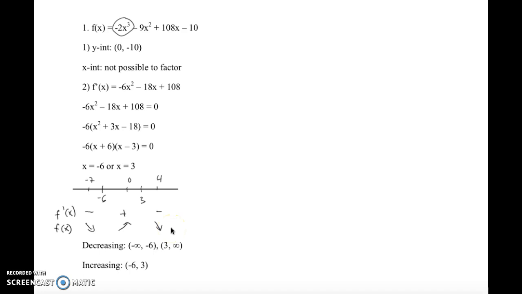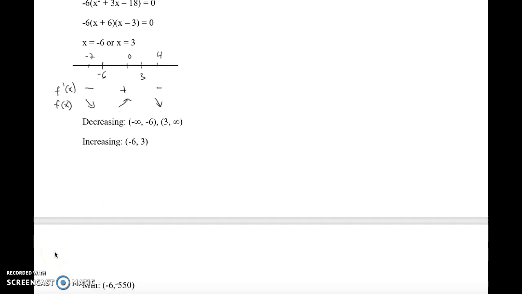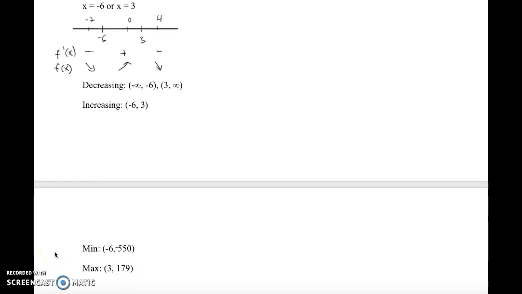Now this is not unexpected. This is a cubic function, so we kind of expected this to happen. So our intervals of decreasing, we're decreasing from negative infinity all the way up to negative 6, and then again at 3 to positive infinity. We're only increasing in between negative 6 and 3. And remember, we don't use brackets in that case. We want to find our mins and maxes, so we plug our critical numbers into our original function.